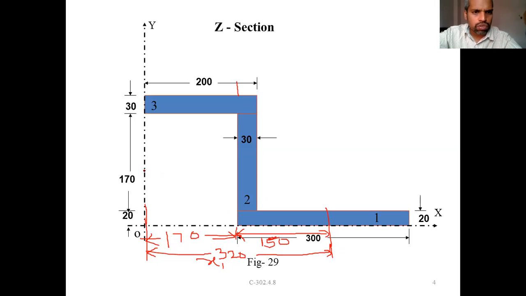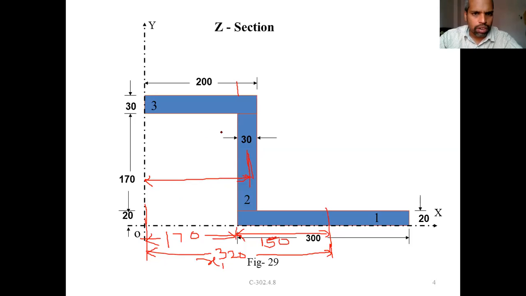Similarly, x2. x2 means this is the centroidal y axis of figure 2. Sorry, I am not able to write it vertically, so please understand. We cannot write straight lines with this, sometimes it may not be possible. x2 means from here to the center of this one. So how to calculate this?